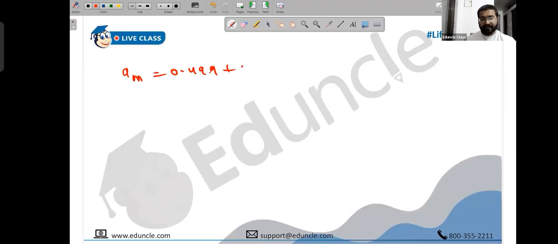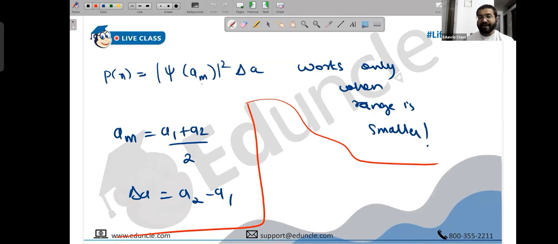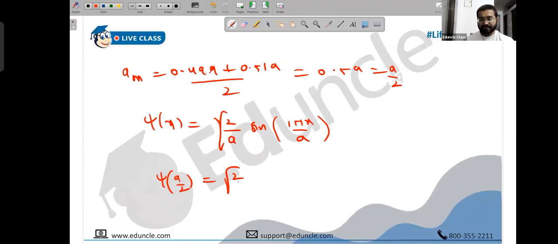That's 0.49a plus 0.51a by 2, which is obviously 0.5a, or you can say a by 2. So what is the value of psi x? Psi x is root of 2 by a, sin n pi x by a, with n equal to 1. This they have given us. You have to find the value of psi at this a mean value. What is a mean? A mean is a by 2. Understood? You have to find psi a mean.